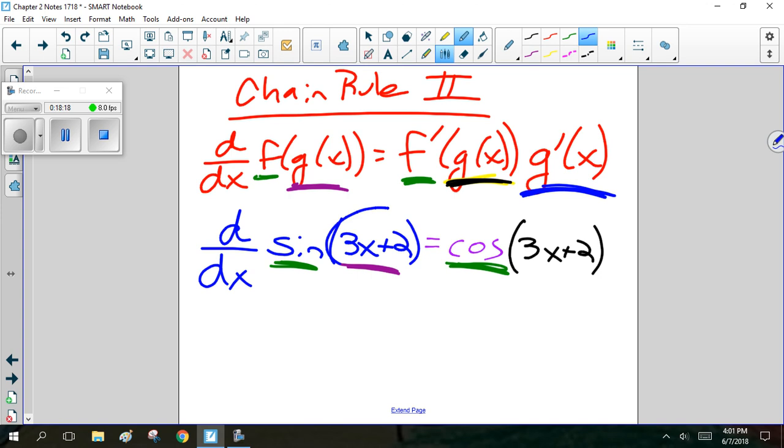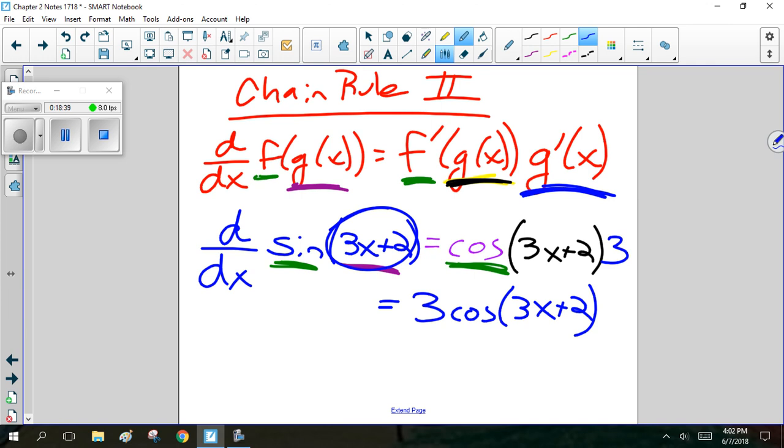Well, look, this is g, so what's the derivative of that? Well, remember, we can just add, right? So let's see, the derivative of 3x is 3. Derivative of 2 is 0. So there's my answer. So simplified, you'd get this. 3 times the cosine of 3x plus 2. Okay?